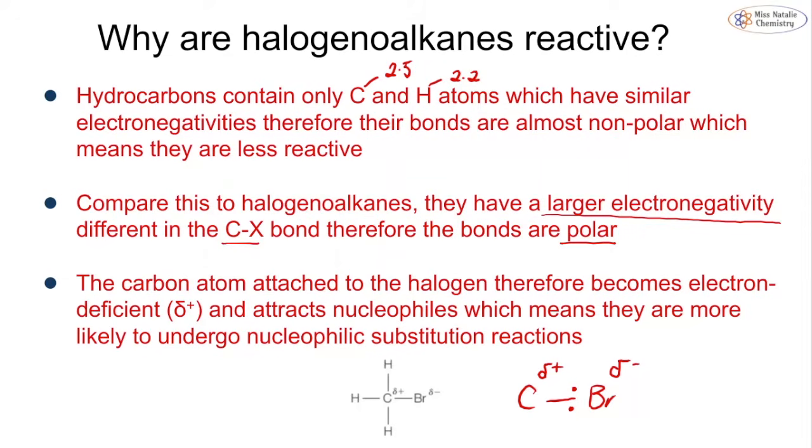So if this happens, it causes this carbon in the centre to become electron deficient. So that actually means that it attracts a nucleophile, and the nucleophile is something that is attracted to an area of low electron density. Because they're going to attract nucleophiles, they can undergo nucleophilic substitution reactions. And we're going to look at a couple of them later on in this video.